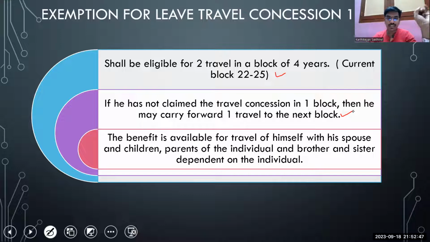So if the travel is being made by the spouse, children, parents, and then a brother and sister of the individual if they are dependent on him, அவளுக்கு மட்டும்தான் வந்து உங்களுக்கு இதுல எக்ஸம்ஷன் கிளைம் பண்ண முடியும். For others you cannot claim the exemption. That is the first point.